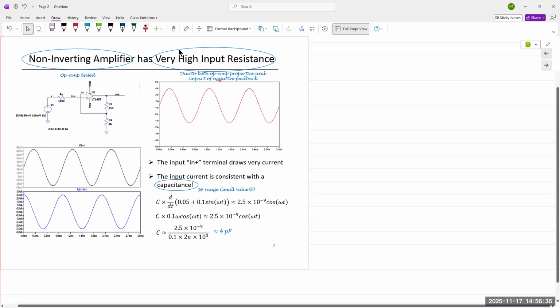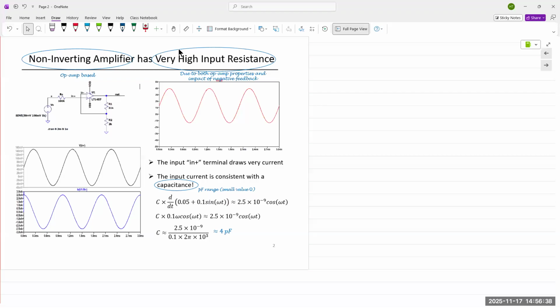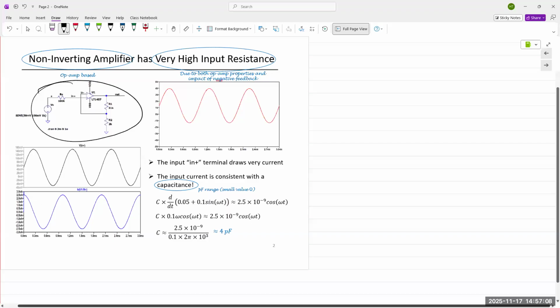So it has very high input resistance because the op-amp itself as a device has high input resistance. Plus, we are providing negative feedback. Okay. That means the output is fed back into the inputs. The input is being diminished. All right. So very little current is actually flowing into the op-amp. And so this circuit itself also has very high input resistance. Okay, so both the non-inverting and inverting circuits will have high input resistance.